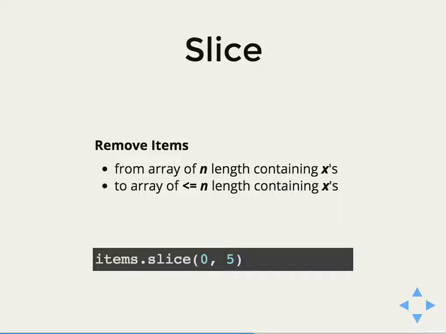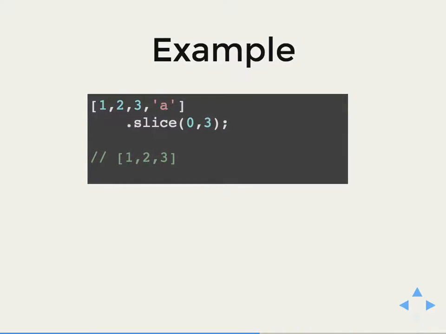Let's see. In the signature, you give it two parameters, the starting point and optionally a length. So here's a quick example. If you have an array with 1, 2, 3 and the letter A, and then you call .slice on it, and you give it 0 as the starting point, so start in the first position, and in the second parameter, you give it a 3, so tell it to go for a length of 3. You'll end up with an array of 1, 2, 3. So basically, you sliced out the 1, 2, 3, and you left off the A on the end.